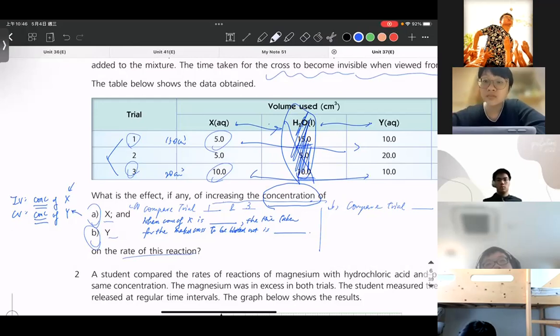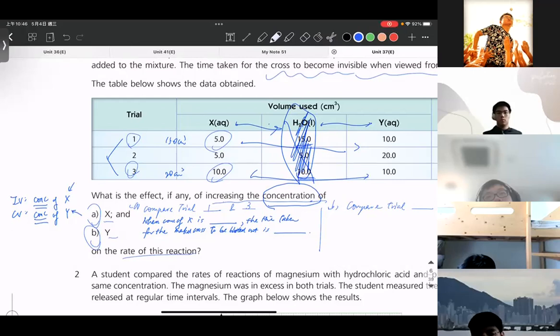Higher the concentration and longer the time taken. The higher the concentration of what chemical? X. Yes. And then the time taken for the cross to be blocked out is longer.